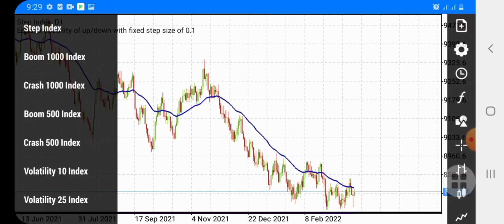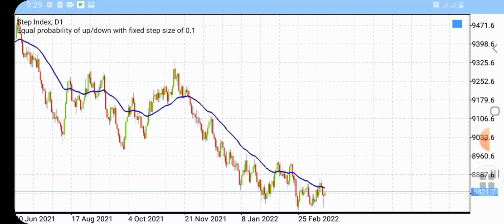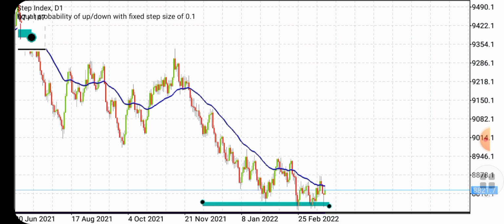This is a daily time frame. Okay, I told you guys this works irrespective of the time frame you are using. So you can use any time frame to do this. All right, you can use any time frame to do this.